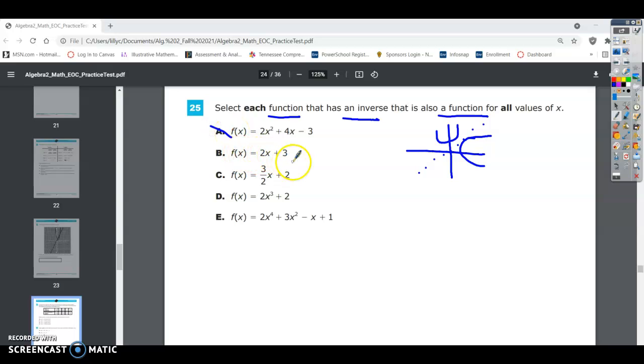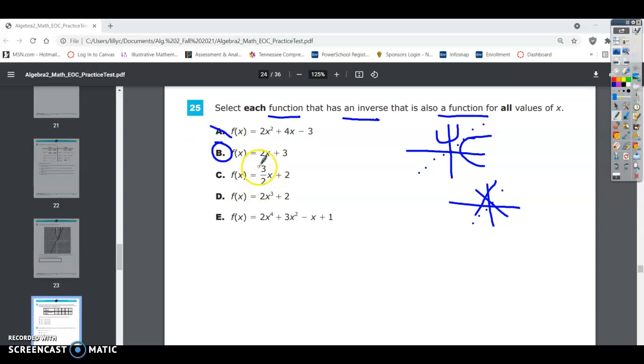All right, so this one is a line. If it's a line, again, the inverse is going to be a reflection of that. It's going to reflect across this line right here. I don't know exactly where that line's going to be, but it's still a line. It's still going to pass the vertical line test. So that's a linear equation. Your linear equations should be okay. So that one's going to work.